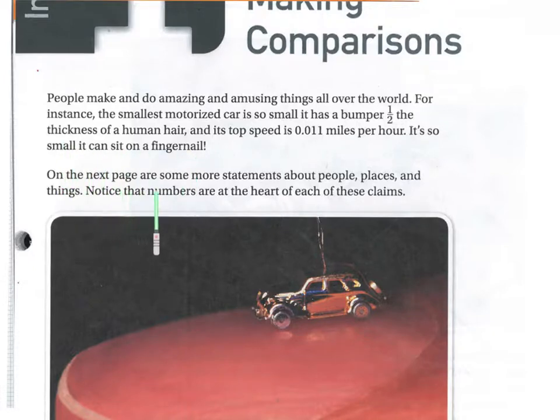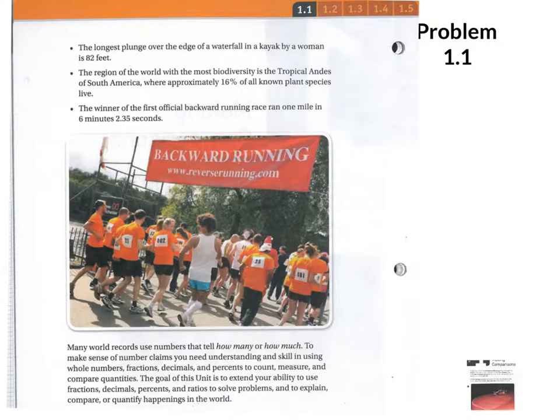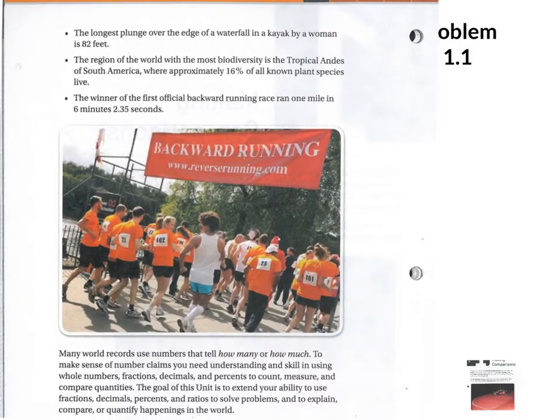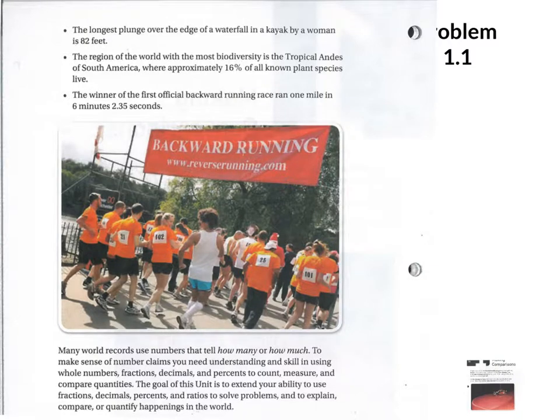On the next page are some more statements about people, places, and things. Notice that numbers are at the heart of each of these claims. So in Unit 2, we're going to be making comparisons, and numbers will be at the heart of all of the comparisons that we are making. Here are some comparisons. Pause the video and read about the different comparisons, keeping in mind that numbers are used in each of the comparisons.